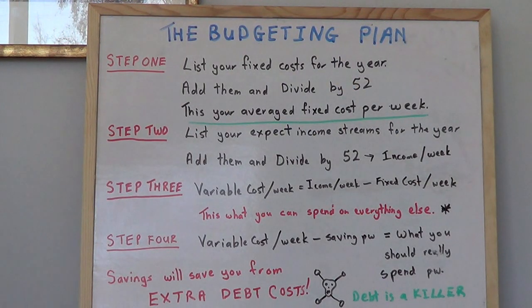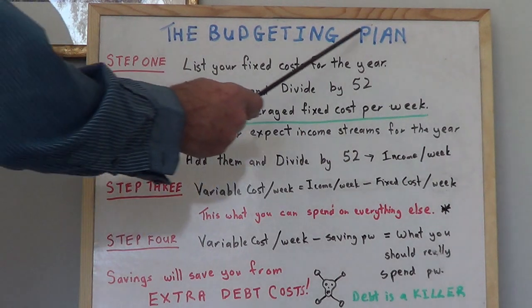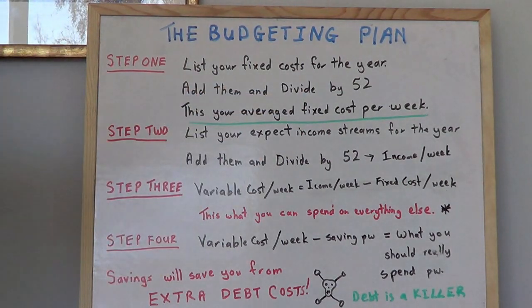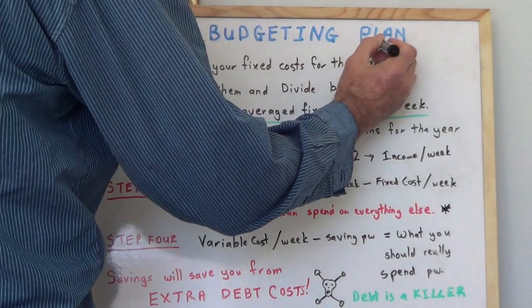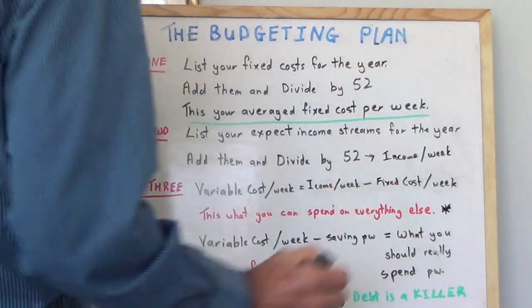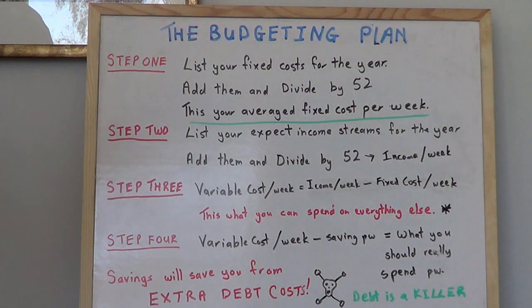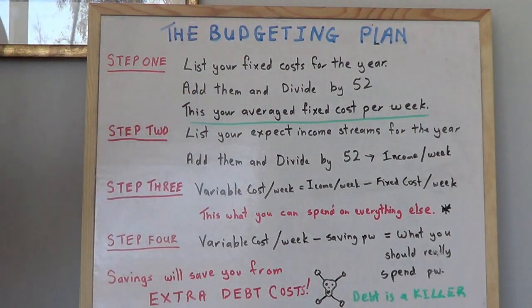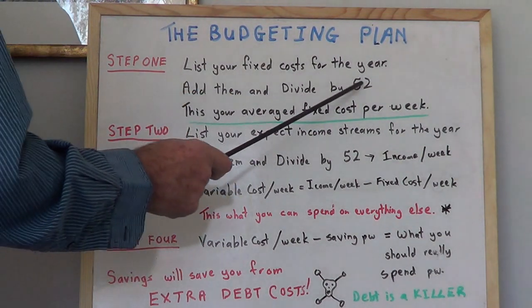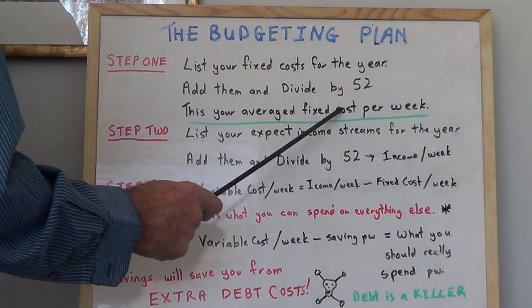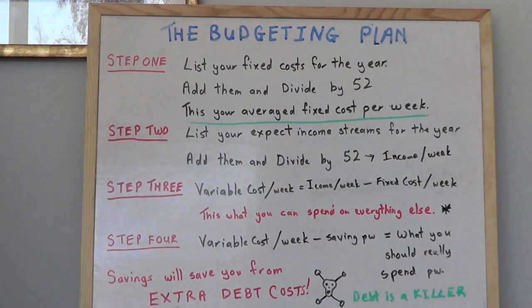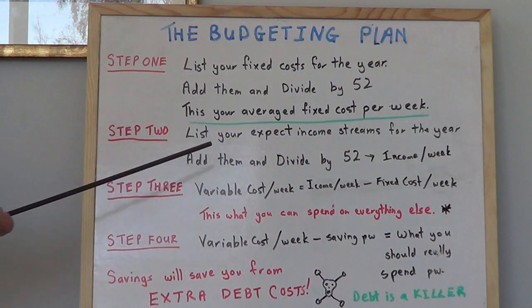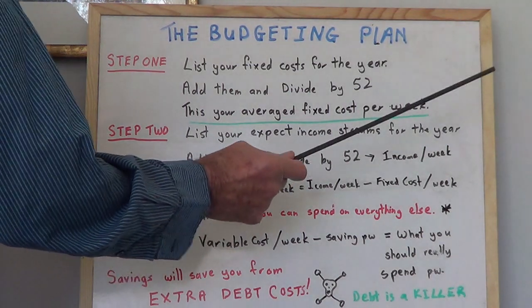Now, we need a plan, a budget plan. Here it is there. That's a plan. Right. First of all, first step, list your fixed costs for the year. Once you've done that, you add them up and divide by 52, and that gives you your average fixed costs per week. Step 2, you list your expected income streams for the year.